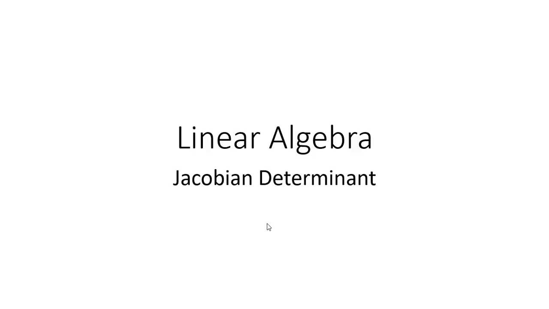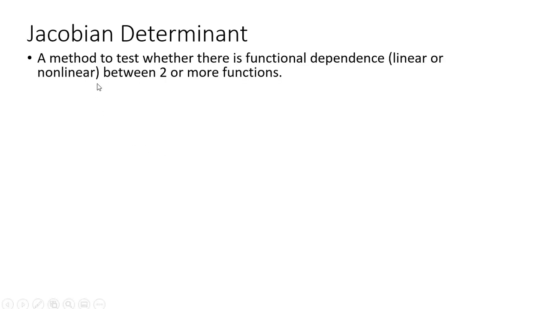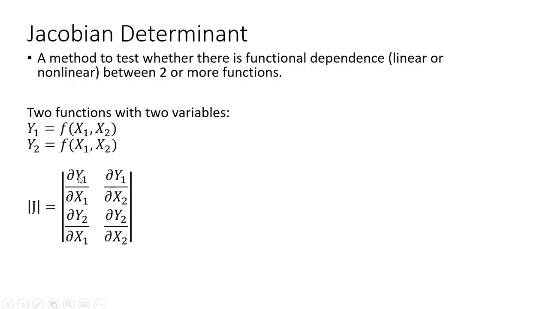Hello, in this video we're going to look at the Jacobian determinant. This is a method to test whether there is functional dependence, linear or nonlinear, between two or more functions. So we're going to look at the case with two functions with two variables.